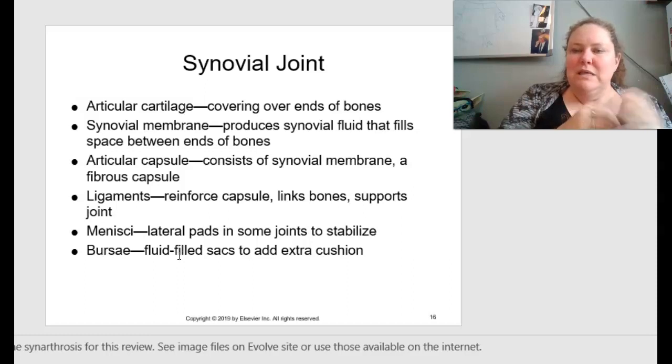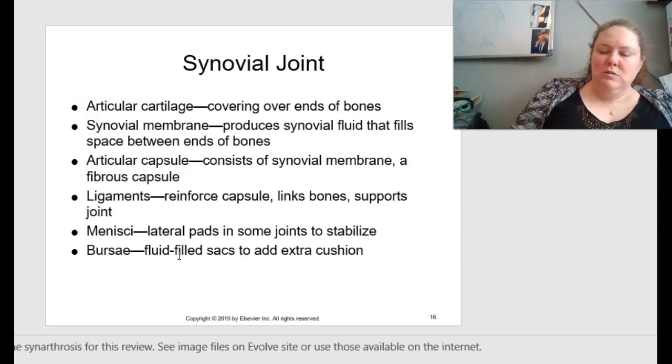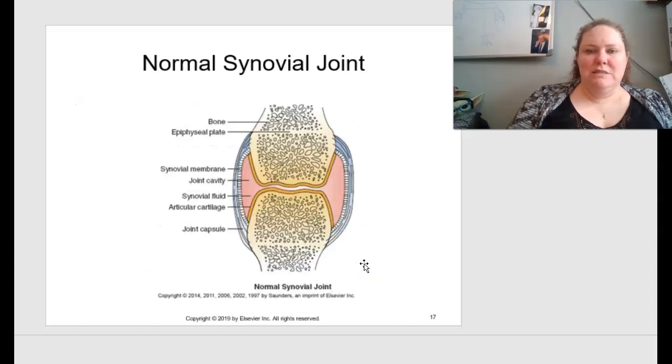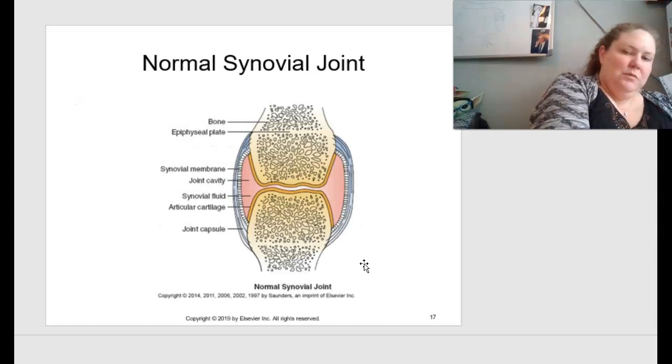You have your ligaments, and these help to reinforce that capsule by linking the bones and supporting the joints. You also have menisci, and these are lateral pads in some joints that help to stabilize it. And then you also have the bursa, and these are fluid-filled sacs that can add extra cushion. So your synovial joint has a lot of components, and it's very important to keep everything moving.